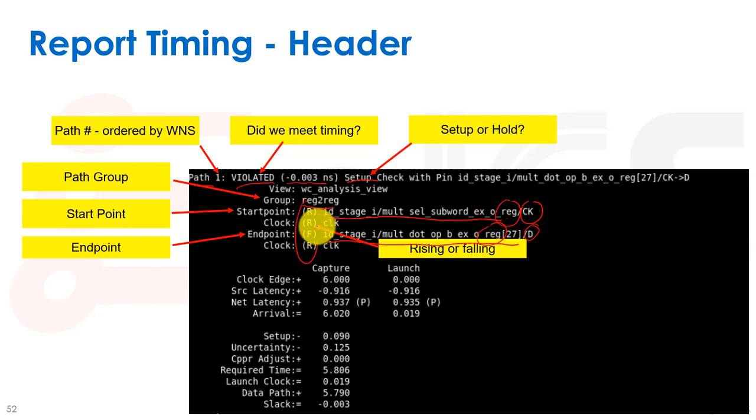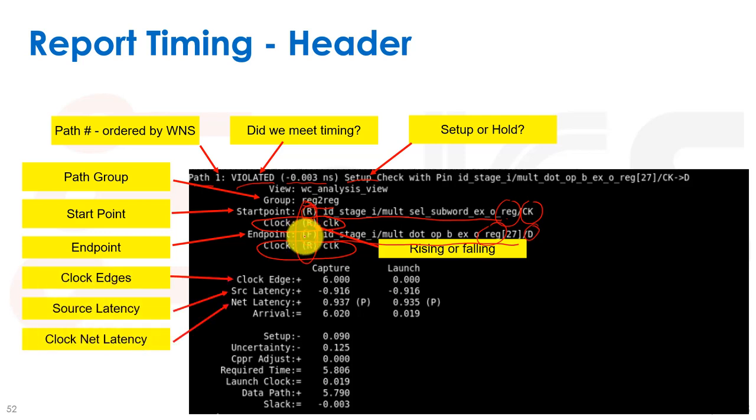In addition, these R's or F's mean that these are rising or falling edges. Now pay attention that the clock, and this shows which clock it's between, will always be a rising edge because, as I said, we're assuming, and most of the time using, only positive edge triggered flip-flops. But the data path itself can be either rising or falling.